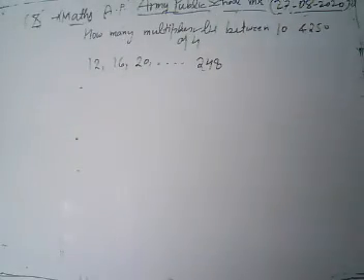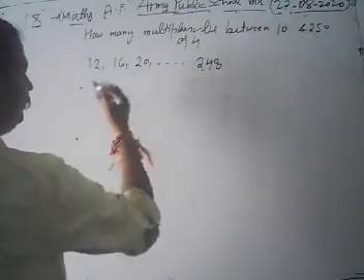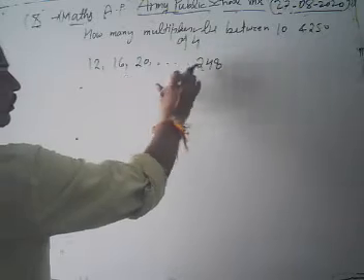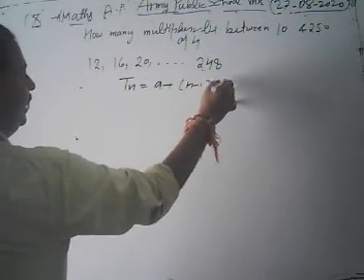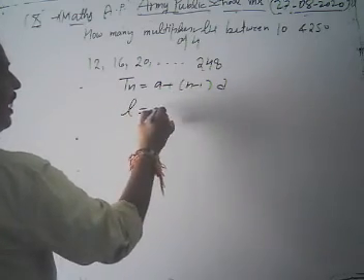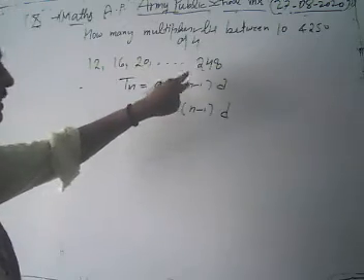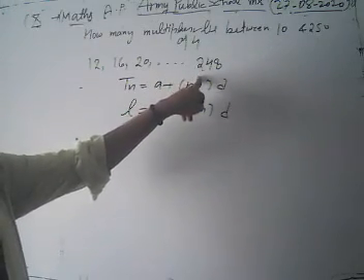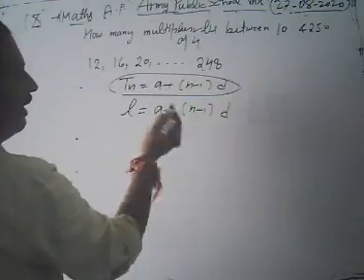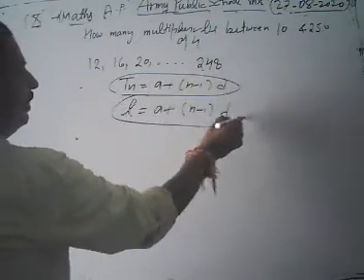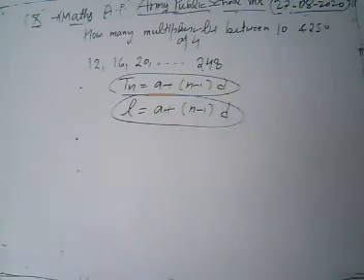Now we have to find out n here. How can we solve it? Look, our general formula is Tn equals a plus n minus 1 times d. We can use the same formula for the last term: L equals a plus n minus 1 times d. If we have this series, then we can take 248 as the last term.